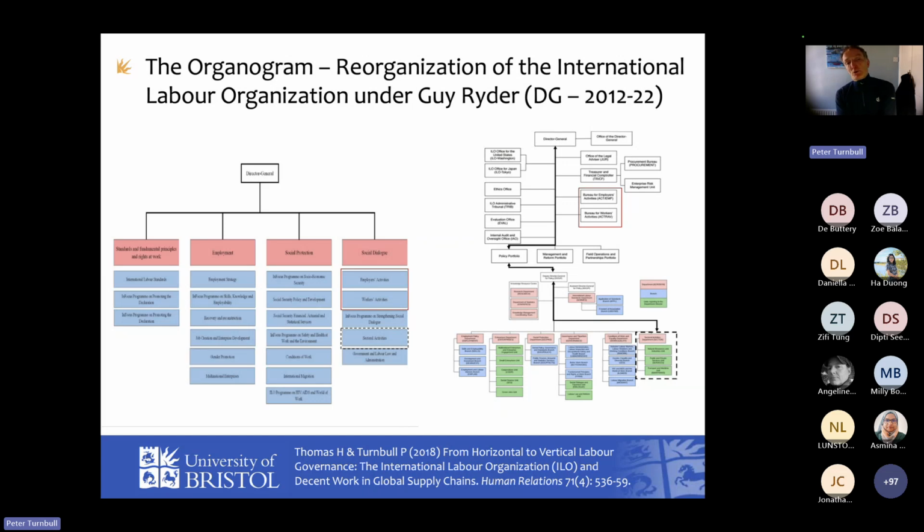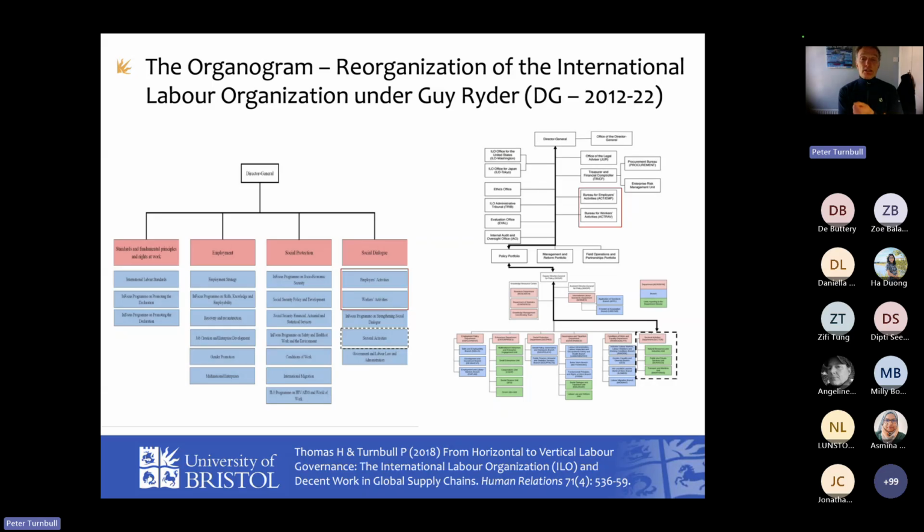So this is the organizational structure of the International Labour Organization, which is one of the specialist agencies of the United Nations, and actually predates the United Nations. The ILO is the only tripartite organization within the United Nations. So it has representation from governments, employers and workers.